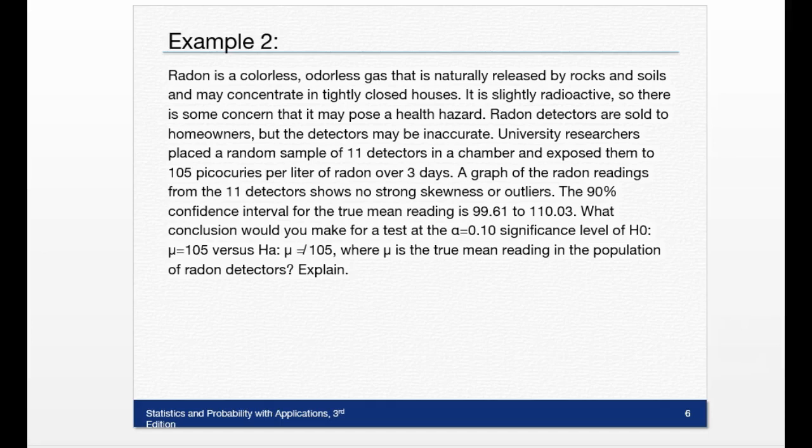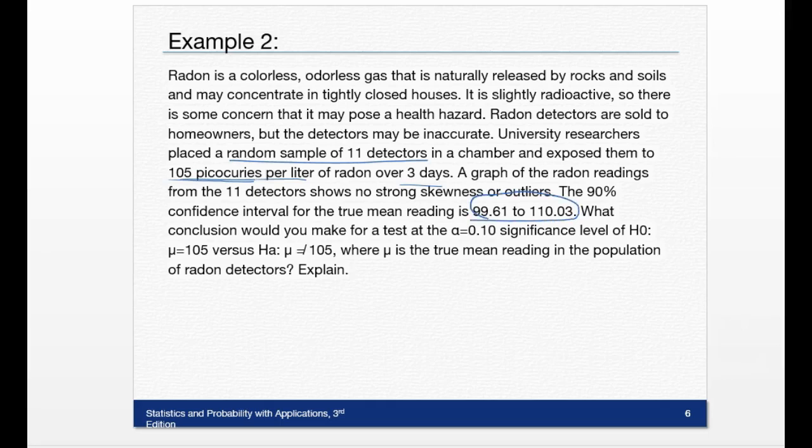Radon is a colorless, odorless gas that is naturally released by rocks and soils and may concentrate in tightly closed houses. It is highly radioactive, so there is some concern that it may pose a health hazard. Radon detectors are sold to homeowners, but the detectors may be inaccurate. University researchers placed a random sample of 11 detectors in a chamber and exposed them to 105, I don't know what that is, per liter of radon over 3 days. A graph of the radon readings of the 11 detectors shows no strong skewness and no outliers. The 90% confidence interval for the true mean reading is between 99.61 and 110.03.